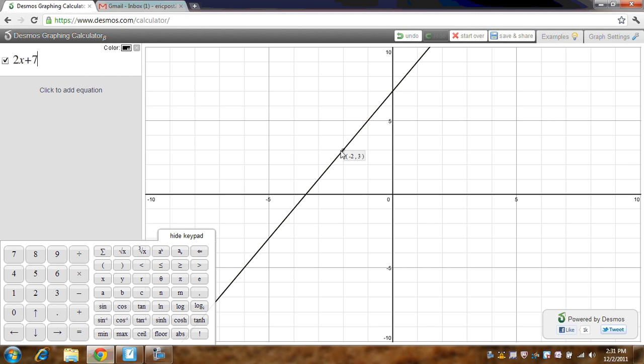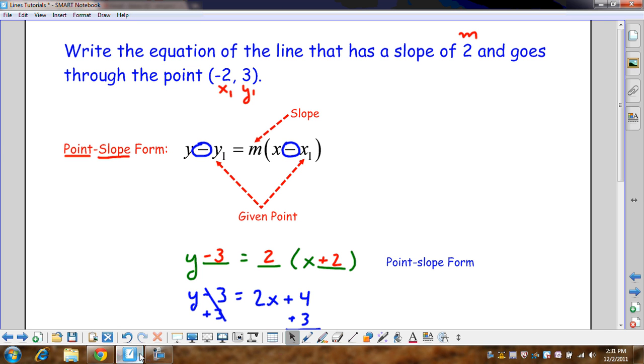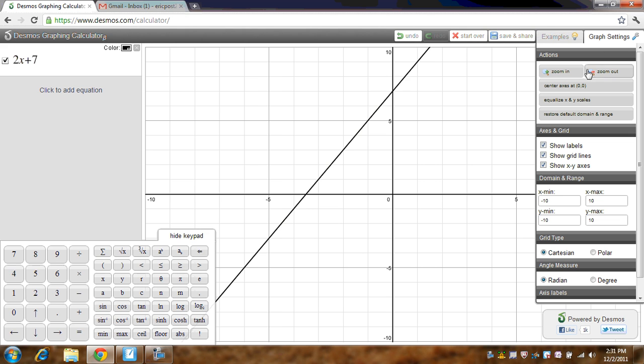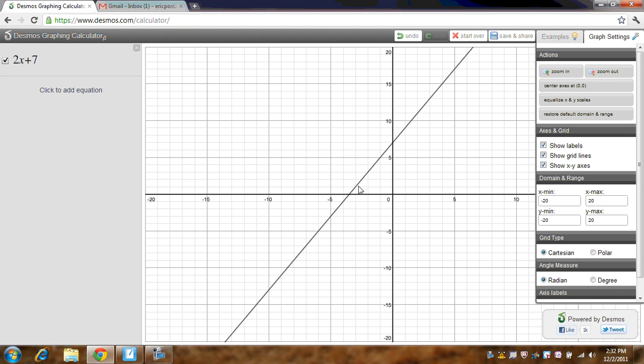Now, let's take a look just to make sure that we're right. I'm going to bring up my graphing calculator here. I'm going to graph the slope-intercept form just to show you that I'm right. I'm going to take 2x plus 7 and graph it. I want to see if the point that was given to me, negative 2, 3, falls on that line. I just want to make sure I'm right. I can see right there that negative 2, 3 is on the line.